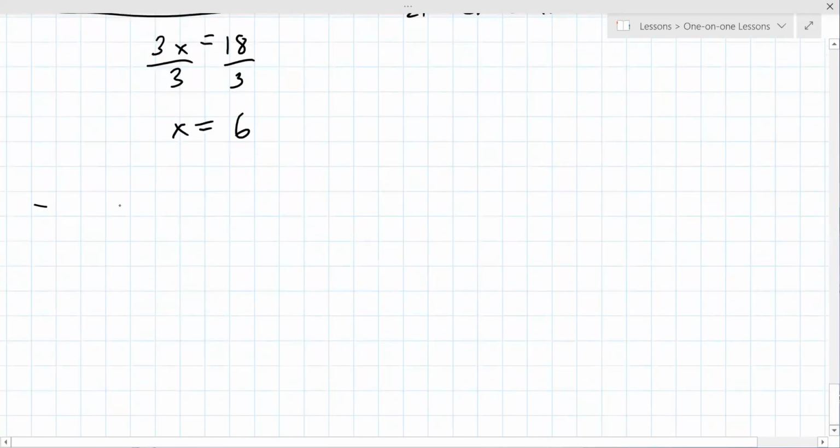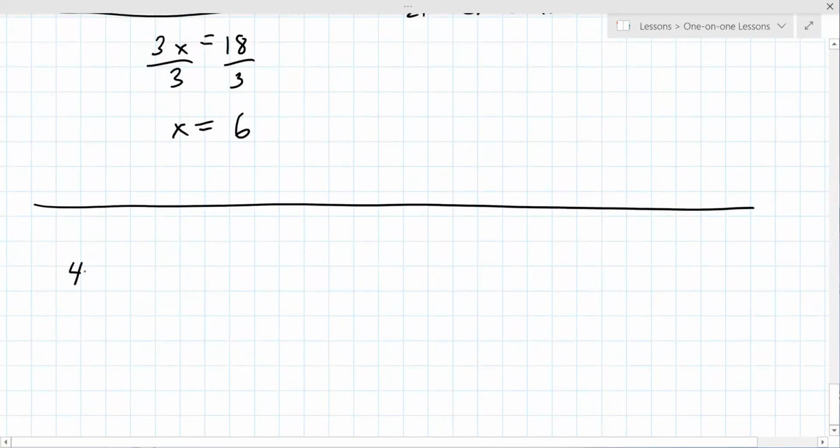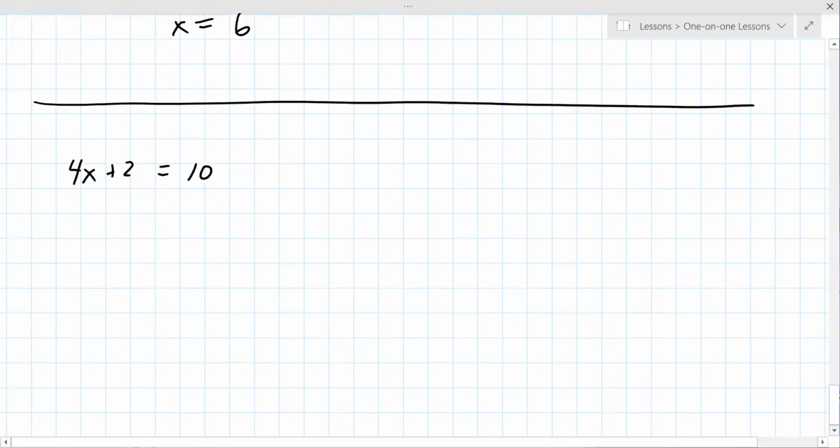Okay, let's try another one here. I want you to try solving this one on your own, please.